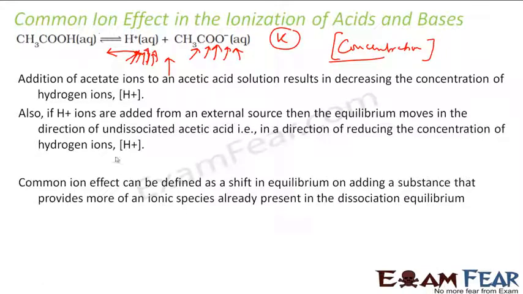Right. So the common ion effect, if we define it, is nothing but the shift of the equilibrium on adding a substance that provides more of an ionic species already present in the equilibrium. So if this is the equilibrium, there are some ionic species which are part of the equilibrium. You provide some more ions. In that case, the equilibrium shifts to the left side. And if you remove, let's suppose, H plus ions here, the equilibrium will shift in the forward direction.